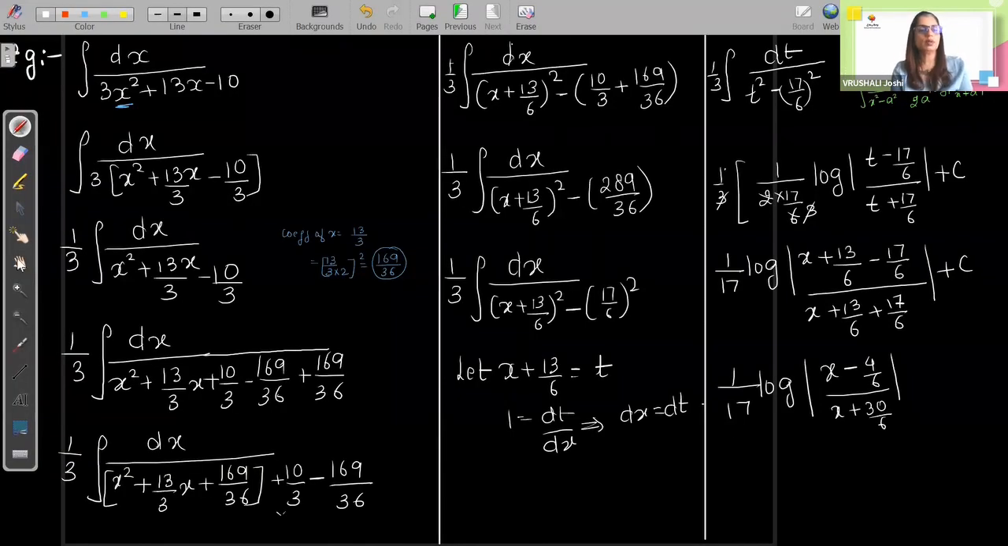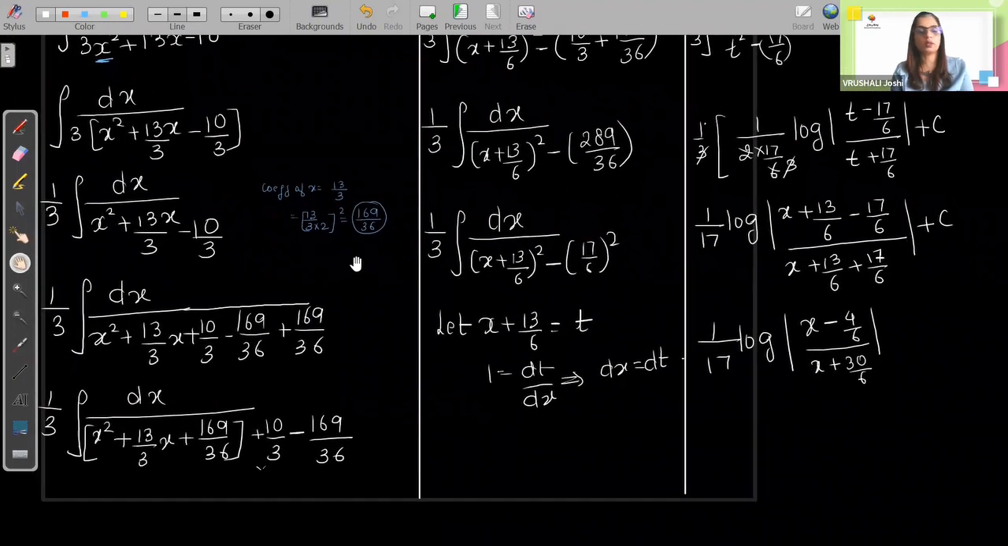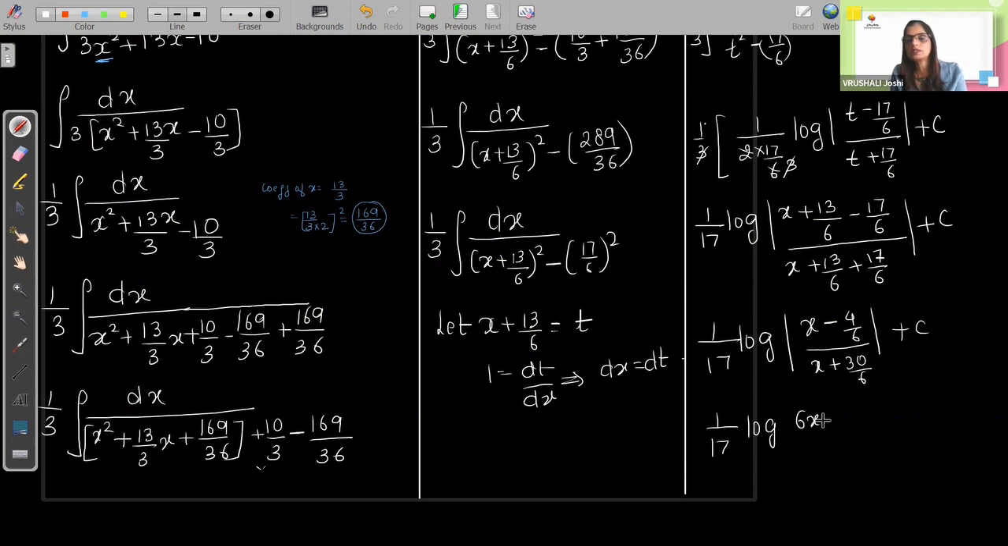So I'm going to shift the board a little bit, then we'll minimize it and then I'll show the whole thing. Okay, I hope you guys are with me here. Then I'll minimize it and then you can see the whole sum together. Okay, so this is going to be plus c. So now let's see, we'll take the LCM here. There's going to be 1/17 log of, this is going to be 6x minus 4 by, ये 6 दोनों निकल जाएगा. आपके नीचे क्या बचेगा यहाँ पर? 6x plus 30, करेक्ट? ये दोनों मॉड्यूलस प्लस सी.